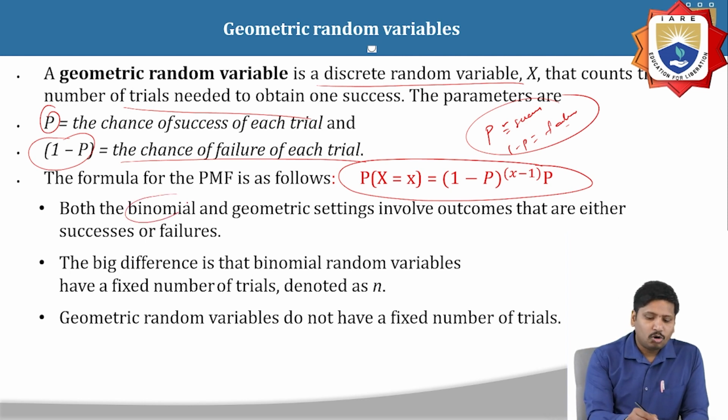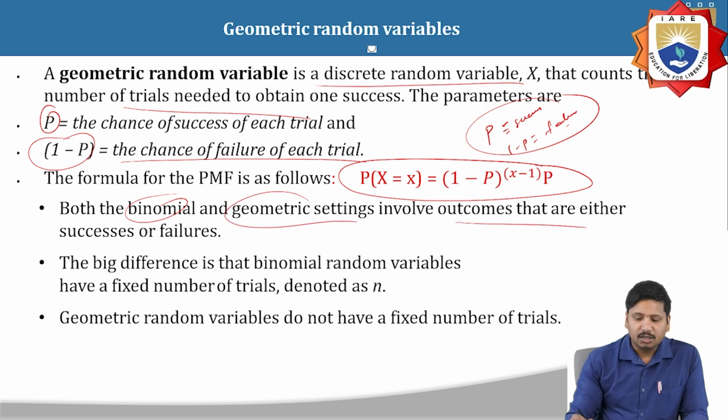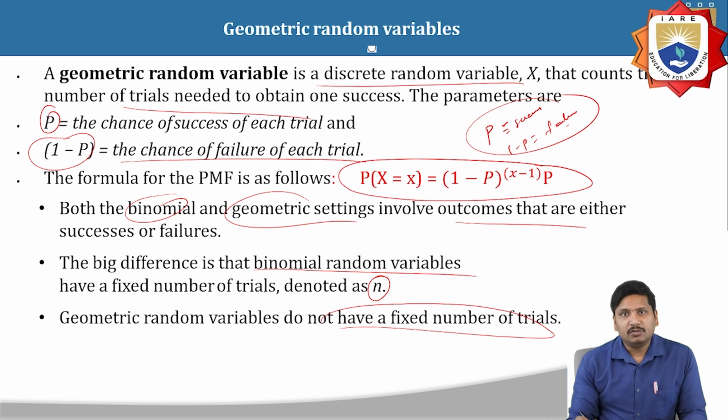So both the binomial and geometric settings involve outcomes that should be either success or failure. The big difference is that the binomial random variable has a fixed number of trials, denoted as n, and the geometric variable does not have a fixed number of trials. So that is the only difference between the binomial random variable and the geometric random variable.